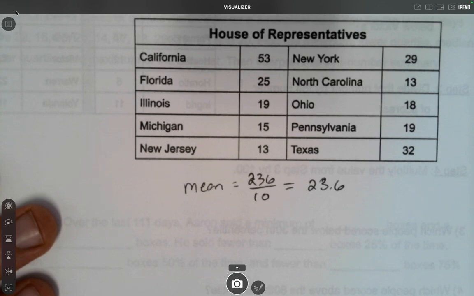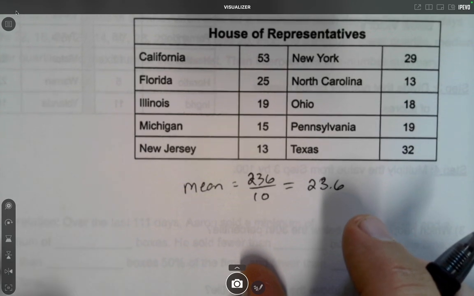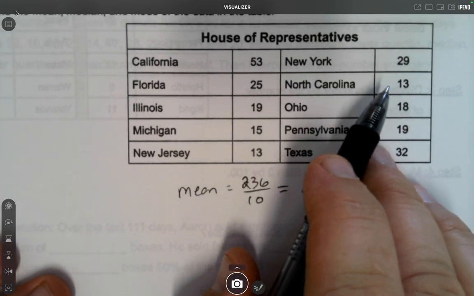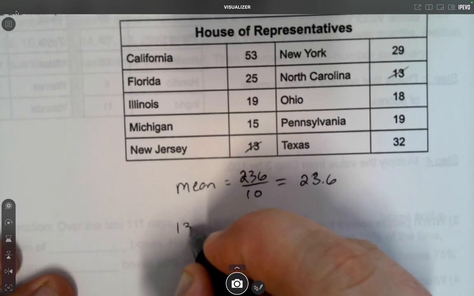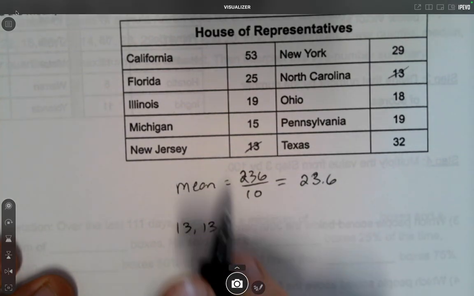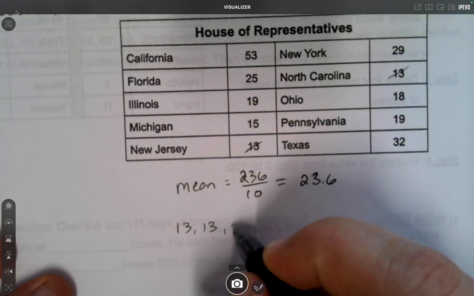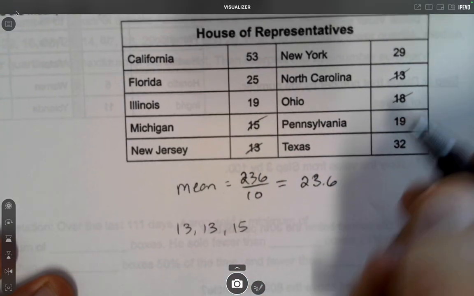So the mean number of representatives in these 10 states is 23.6. Okay, so for the median, we need to list these from least to greatest. As I look, 13 is the smallest, and I need to list it twice because both New Jersey and North Carolina have that many. Next smallest would be 15 from Michigan, then 18 from Ohio.